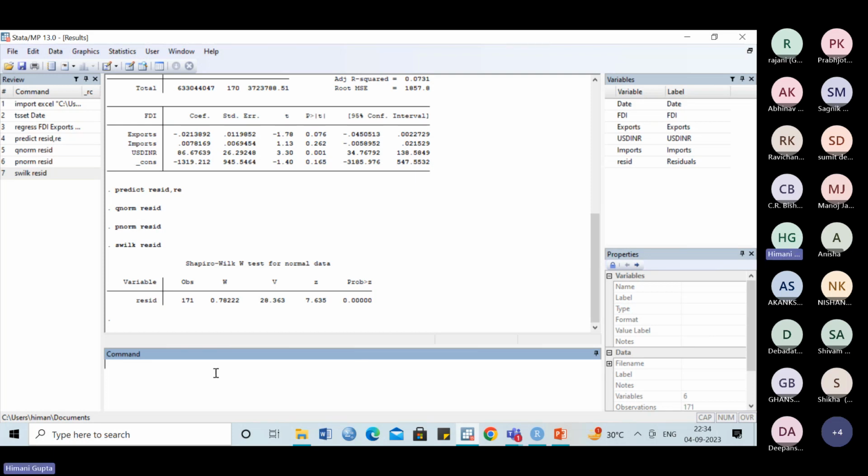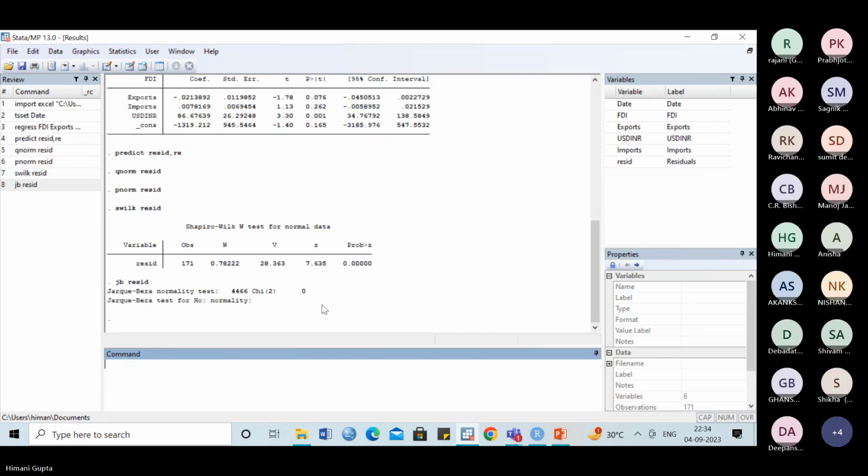Or now we can use Jarque-Bera test also. So JB, Jarque-Bera short form is JB, and then residual abbreviation is resid, and enter. Now again you can see that probability is 0.00. That means your residuals are not normally distributed. It's always given over here. H0 is normally distributed, H1 is not normally distributed. Got it? Any doubt till here?